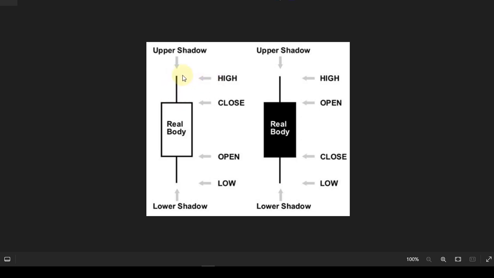And the sellers took over and pushed the market down to this point, and the market closed here. Okay, so now the same thing applies to this particular candle.